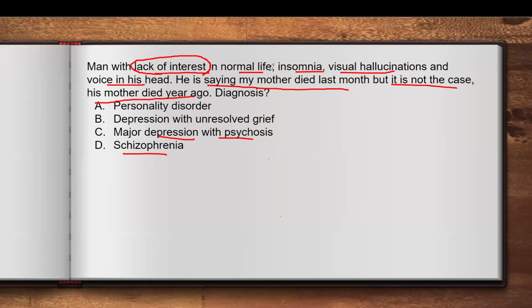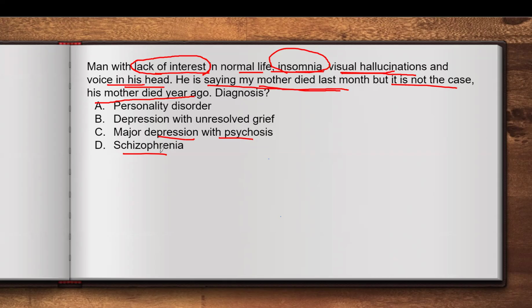Secondly, insomnia is there. Thirdly, yes, there are visual hallucinations and delusions, in that he thinks his mother died last month, but actually his mother died a year ago. So this is a false belief, and this is a delusion. But the important thing here is that this is a mood congruent delusion, meaning it is not bizarre.